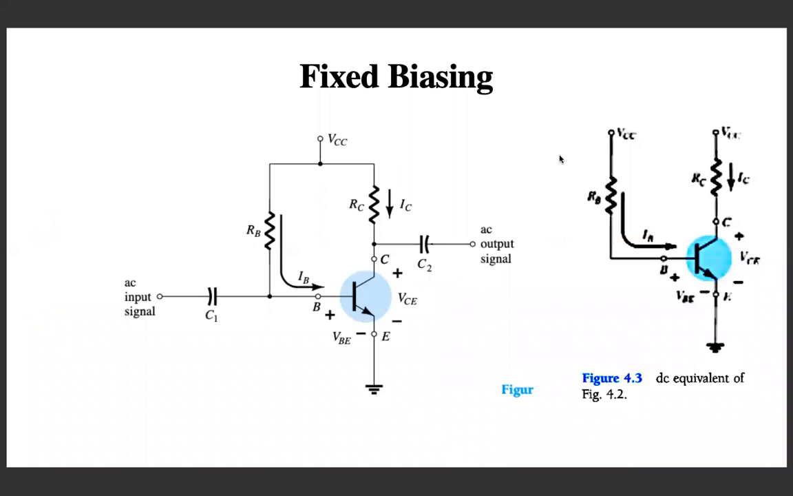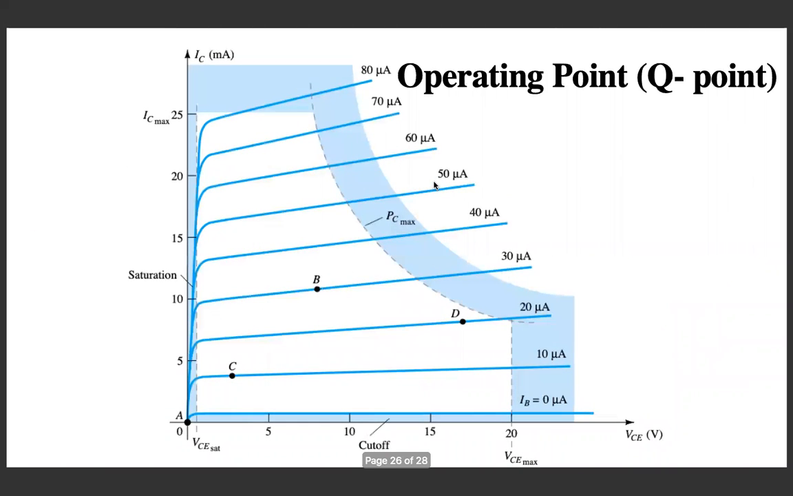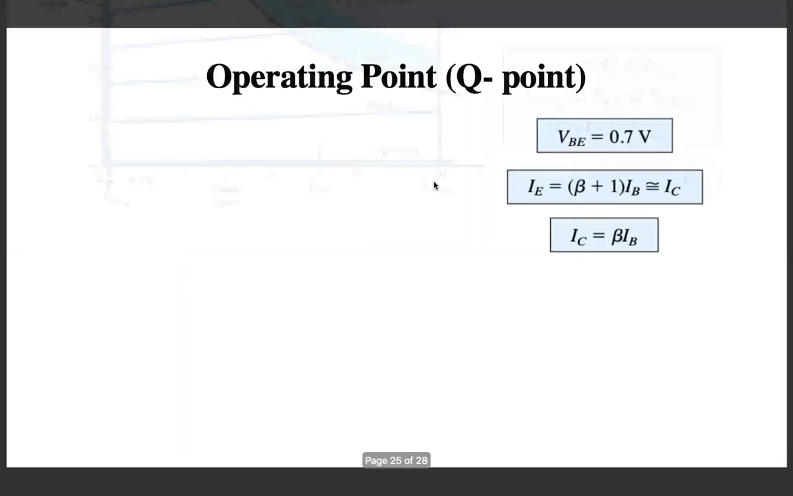This we will discuss in the next class, that how we can bias the transistor in different ways. There are 2-3 methods in which we can bias the transistor. This is our first method of biasing, that is fixed biasing circuit. We will discuss these circuits in the next class, and in this class we have discussed the operating point of the transistor and common collector configuration.